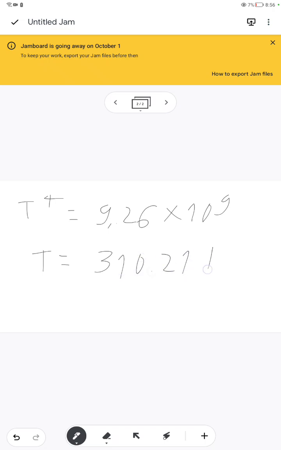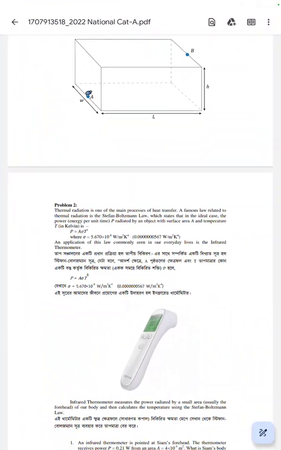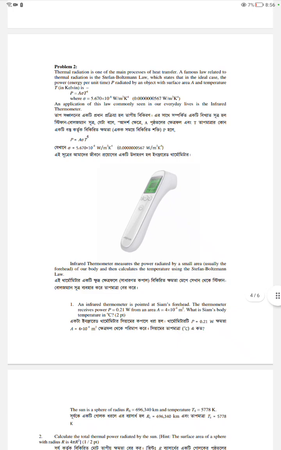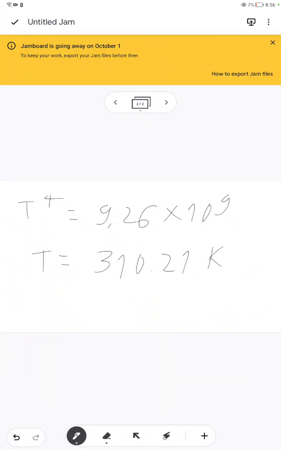310.21 Kelvin. Now notice what the question says. The question wants it in degrees Celsius. So whenever we need to convert Kelvin to degrees Celsius, we need to subtract 273.15. So I will subtract 273.15 using my calculator, and there you go, I get the answer 37.06 degrees Celsius.